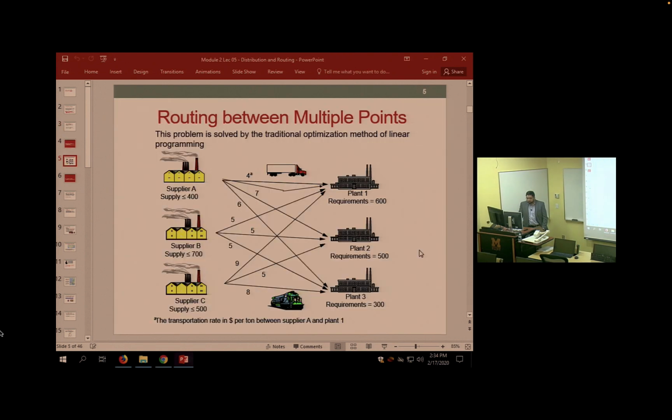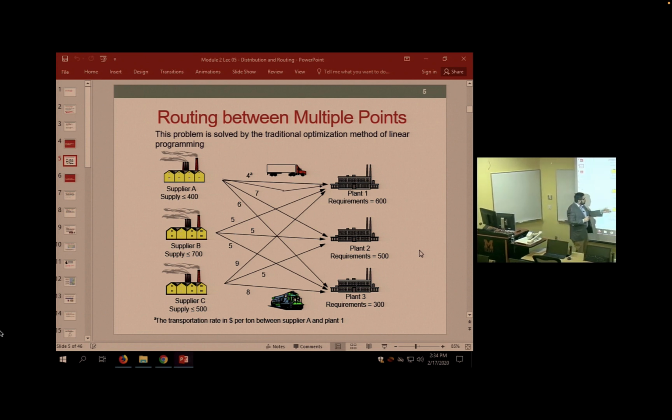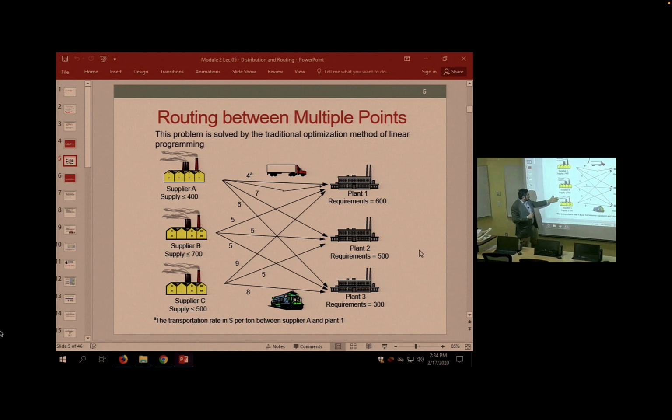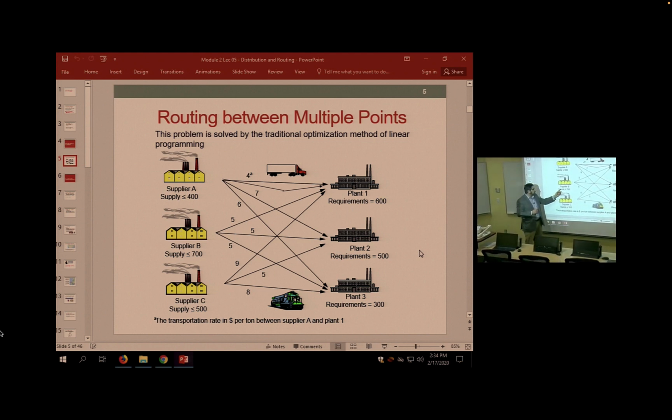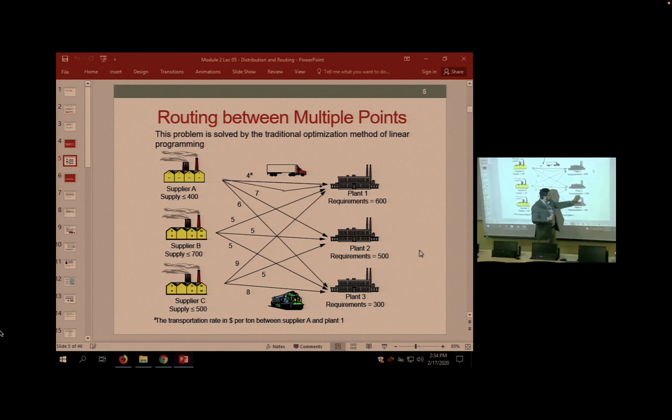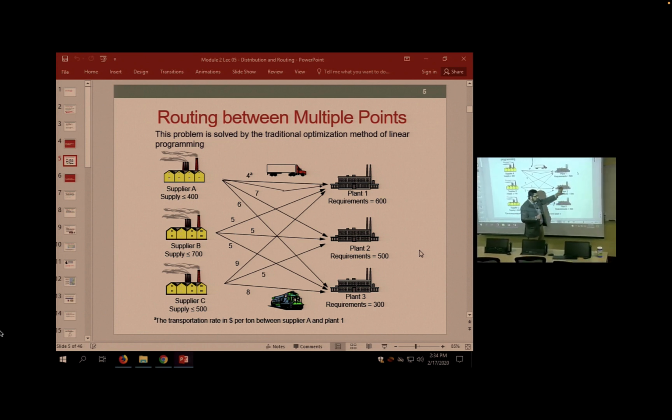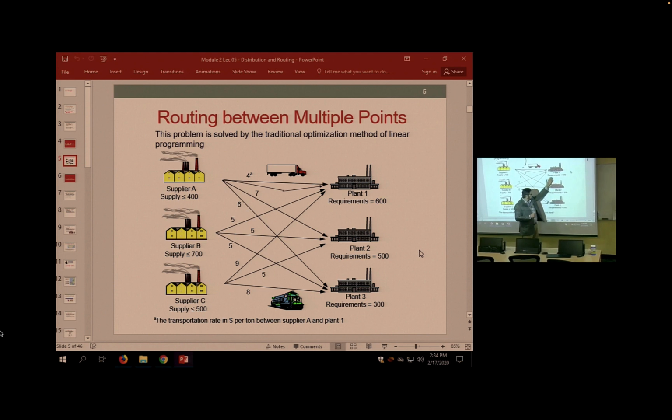Okay. So here's a picture. You have multiple suppliers, and they all have a capacity. So this supplier can supply up to 700 units. This supplier can supply up to 500 units or less, and so forth. And then you have multiple destination points here which need that raw material. So in this case, there are production plants, and they have certain requirements for raw materials.